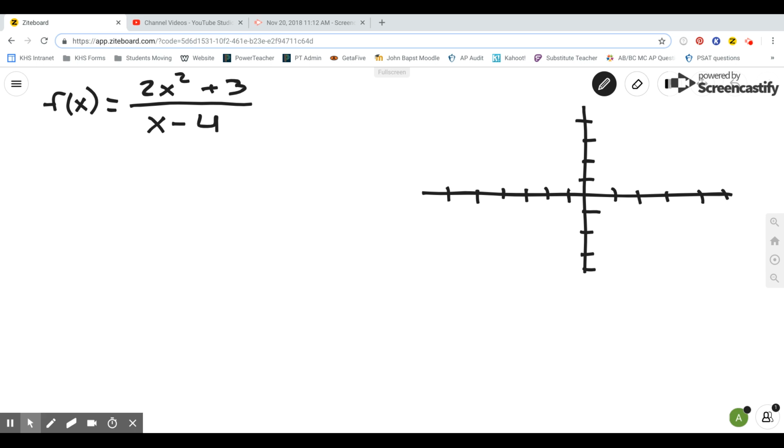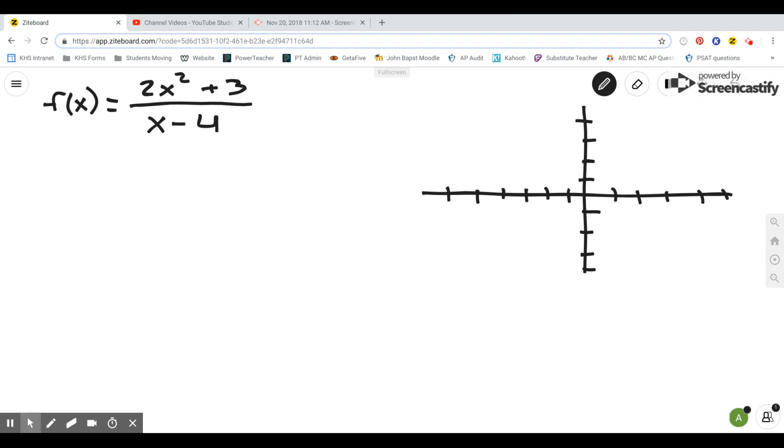All right, so we are going to graph this rational function. We can see that it's a little different than the other ones we were doing, where the degree in the numerator is larger than the degree in the denominator. And when we see that, we should be thinking slant asymptote or oblique asymptote.